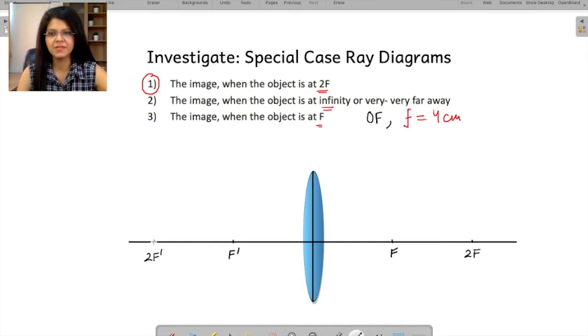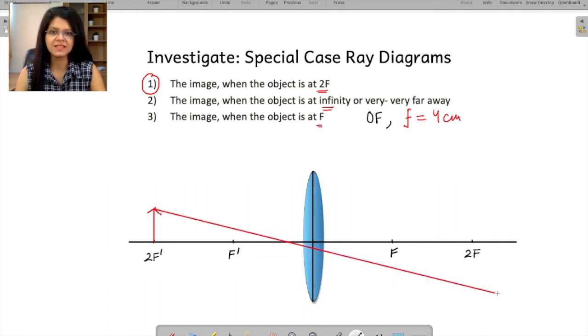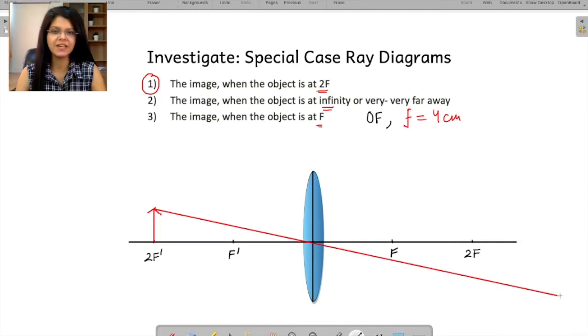So let us start with the working for finding the image when the object is at 2F. Let us draw an object at 2F. Say that this is our object. Let us start with the construction ray, which says that if a ray is passing through the center, it will pass straight through it without any bending. Let us put some arrows as well before the lens and after the lens. A ray which passes through the center will pass straight through it without bending.